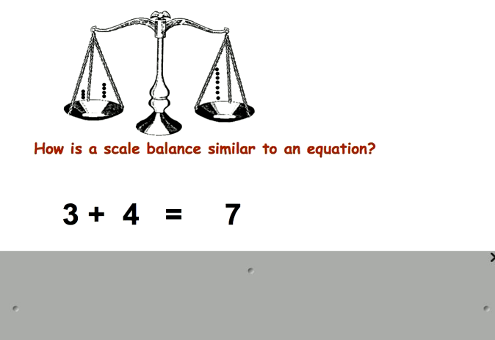Now, it's helpful to begin by thinking about equations as scales, scale balances. How is a scale balance similar to an equation? Notice on my pan balance here, I've got 3 little dots and 4 little dots on the left side, and over on the right side, I have 7 dots. My pan balance is equal, so that must mean that 3 plus 4 is equal to 7. There's my equation, 3 plus 4 equals 7.